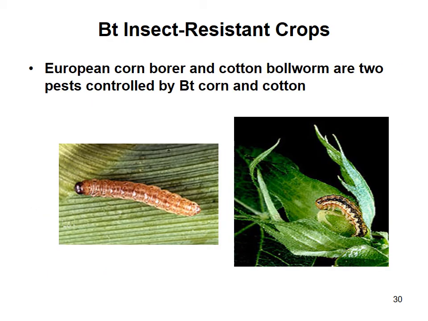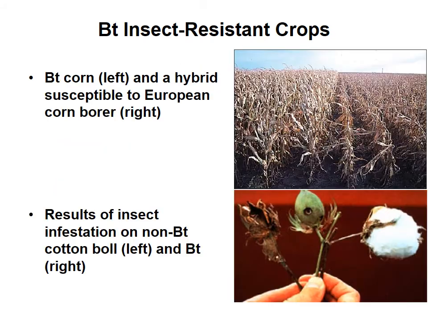The European corn borer, shown on the left, and the cotton bollworm on the right are just 2 pests controlled by Bt corn and Bt cotton. The top photo shows Bt corn to the left and a hybrid corn which is susceptible to European corn borer on the right. You can clearly see the difference here. In the photo to the bottom of screen, we can see the results of insect infestation on non-Bt cotton to the left and Bt to the right.